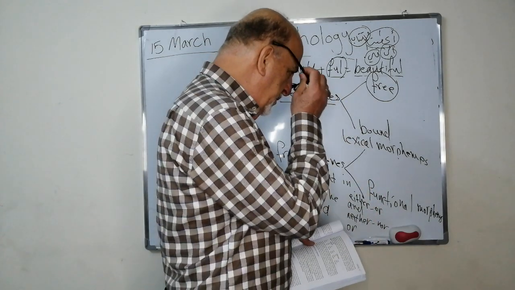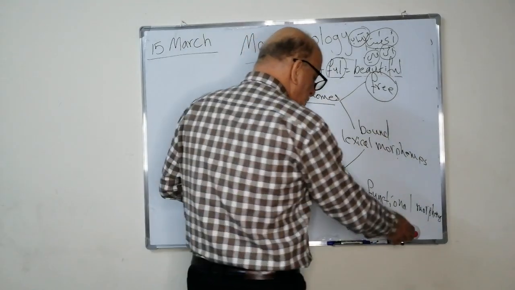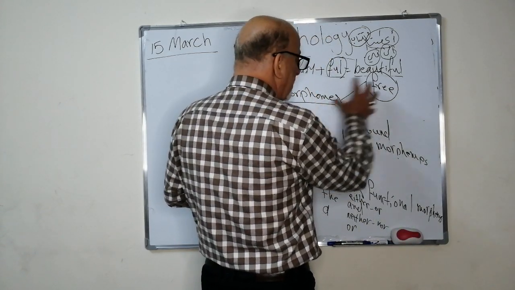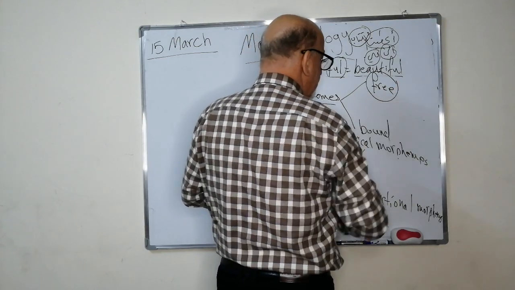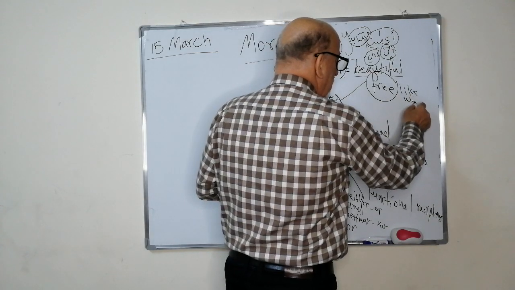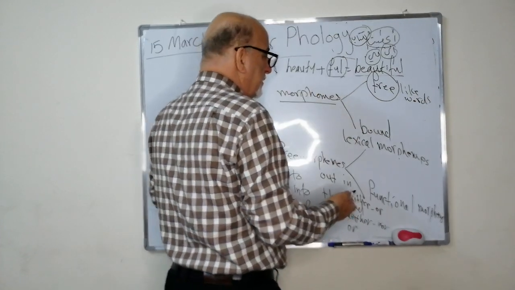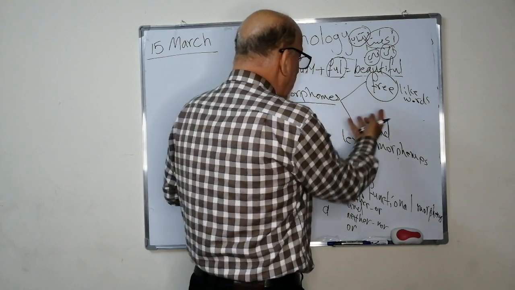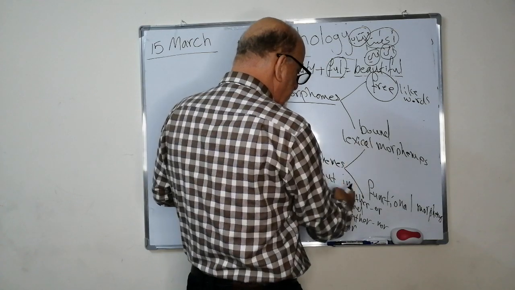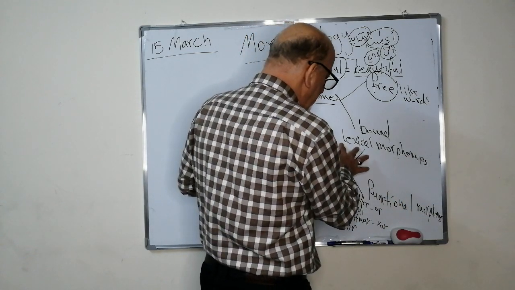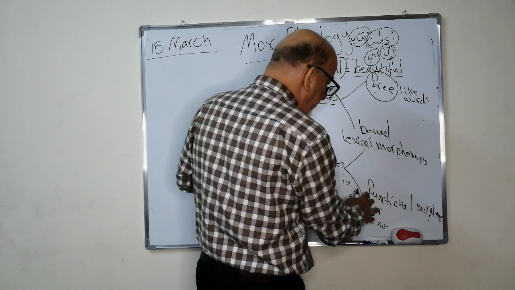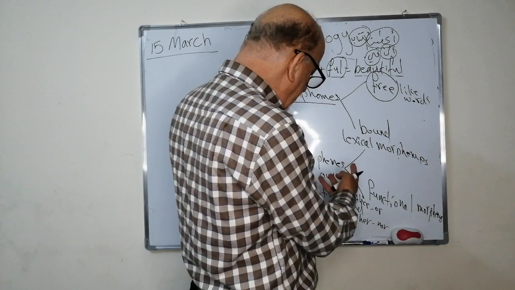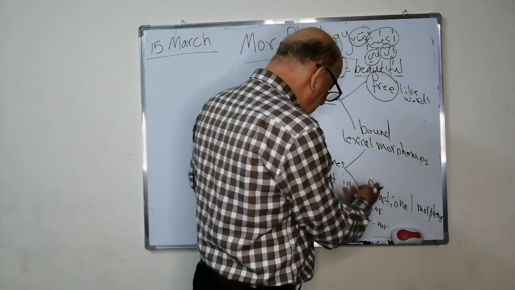Bound morphemes. Then we finish free morphemes. We move now to bound morphemes. Let me repeat: morphemes can be free, can be bound. Free means they are like words, because they can stand alone. Or they cannot be like words, they cannot stand alone, bound. Right. Then the free morphemes can be divided into lexical morphemes and functional morphemes. Lexical morphemes means like adjectives, nouns, verbs. Functional morphemes are like prepositions, definite and indefinite articles, conjunctions.